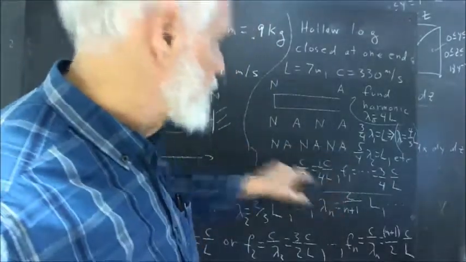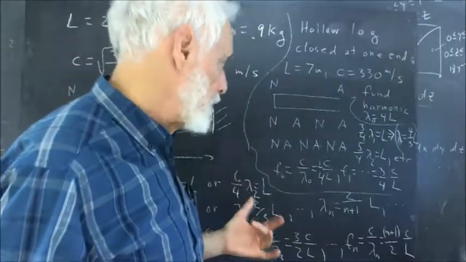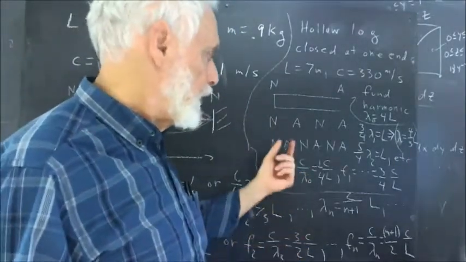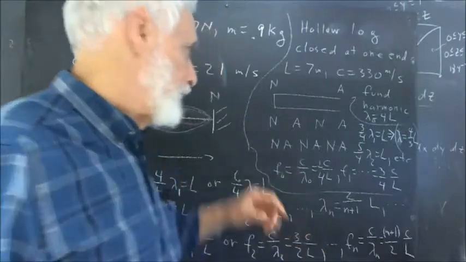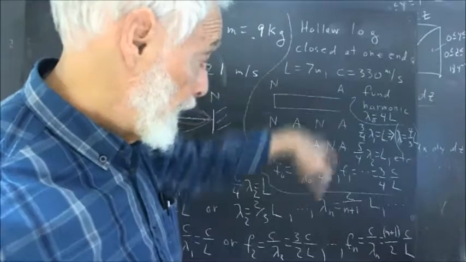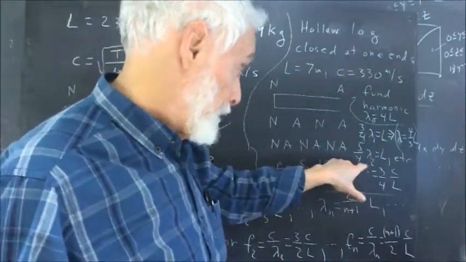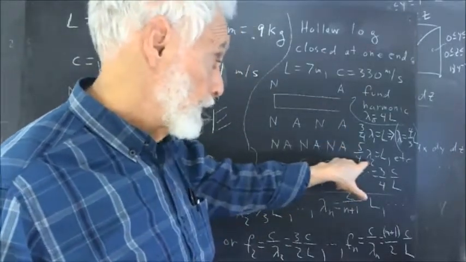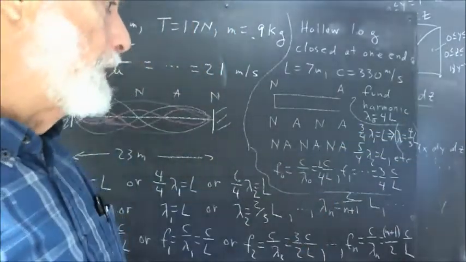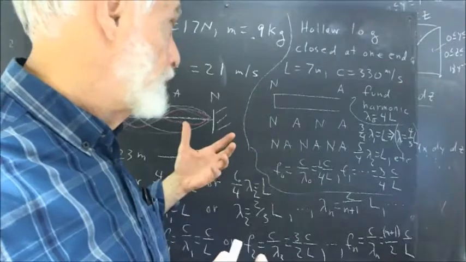And then you have your next harmonic. If you add nodes and antinodes, you have to add them in pairs because they occur in pairs. So you're going to have a total of 5 node-antinode distances here, 5/4 of a wavelength equal to L, etc. So you can set up the sequence of frequencies.